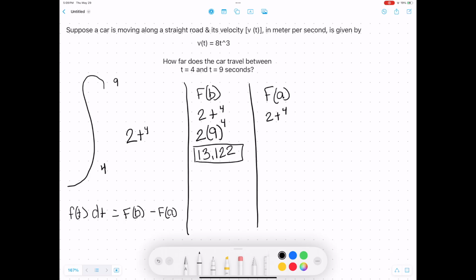Now in order to find f of a, we are going to do the exact same thing. We are going to take our antiderivative that we just found, and then we are going to plug in 4 instead of 9 because we found in the beginning that 4 was the lower integration limit, meaning it was a. Then we are just going to calculate what we got, and we got 512.